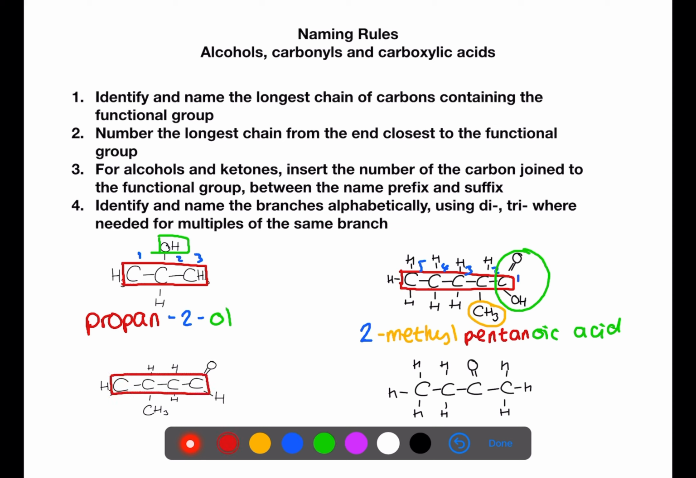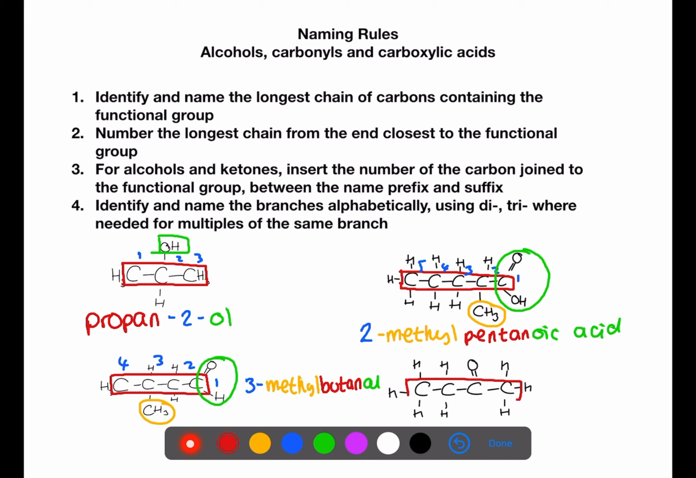In this next example, we have a longest chain of 4 carbons. The carbonyl functional group is on number 1, making this an aldehyde. On carbon number 3, we also have a methyl group. This means that the name will be 3-methylbutanal. No number is required for an aldehyde, as the ending -al indicates that the carbonyl group is on carbon number 1.